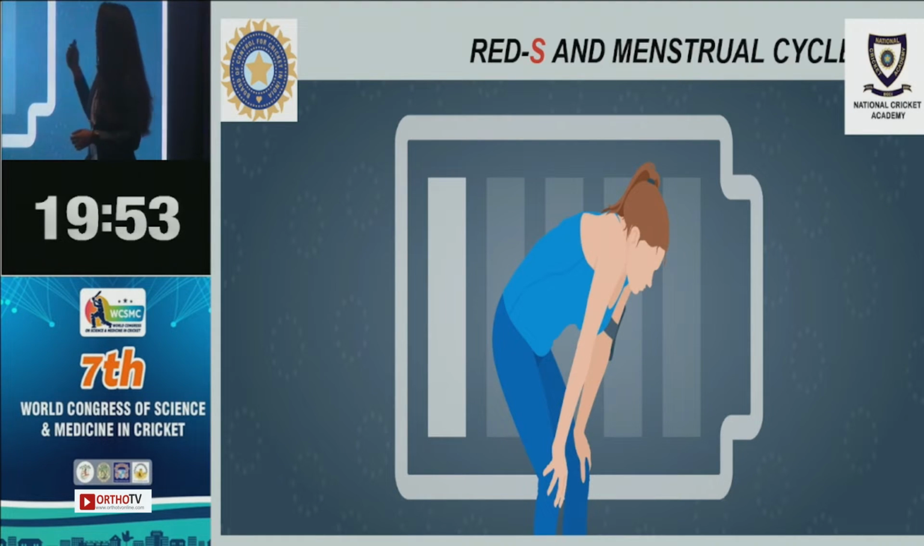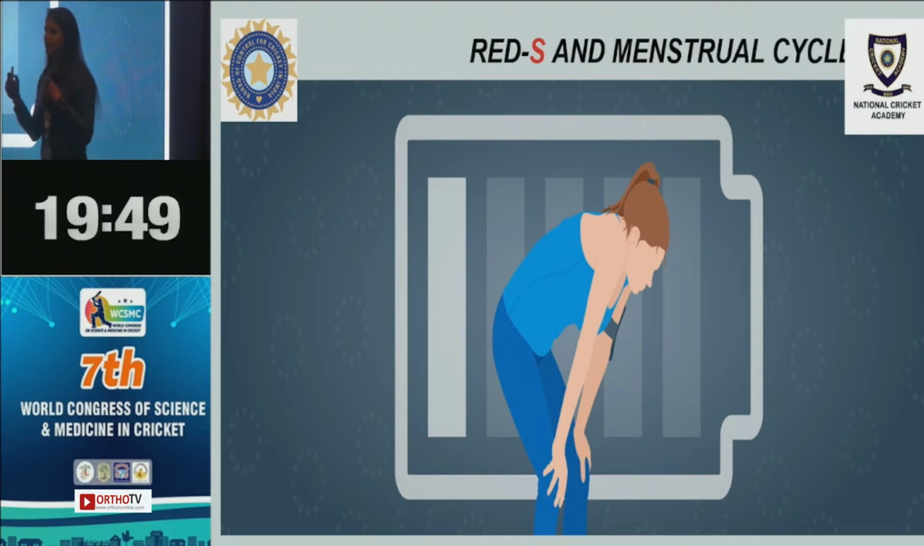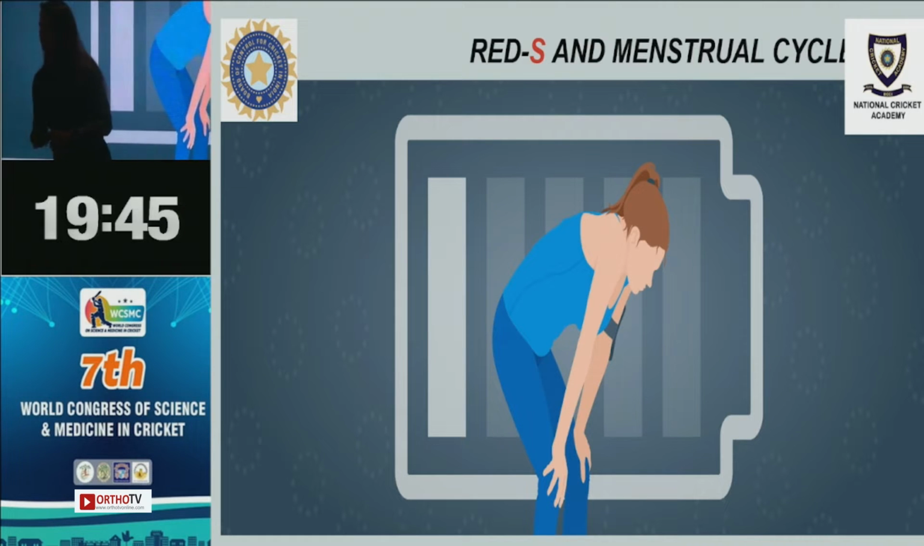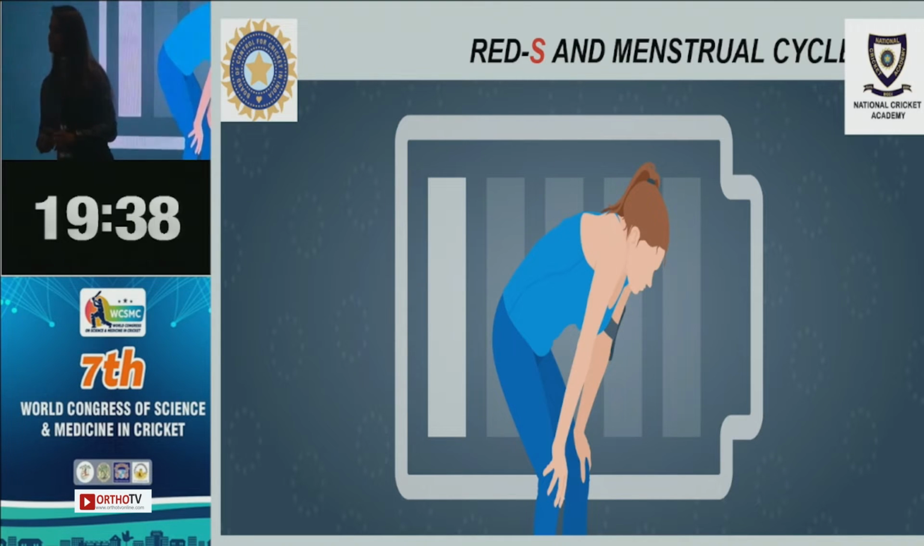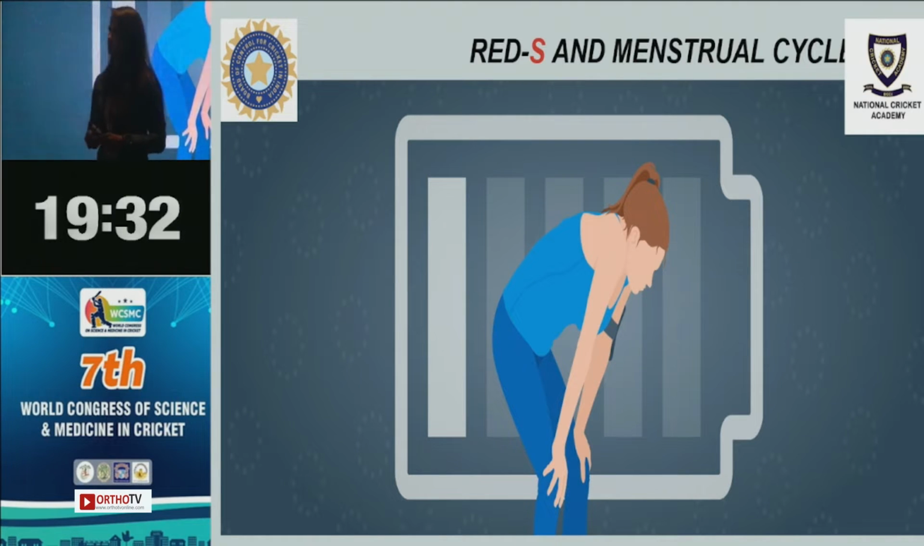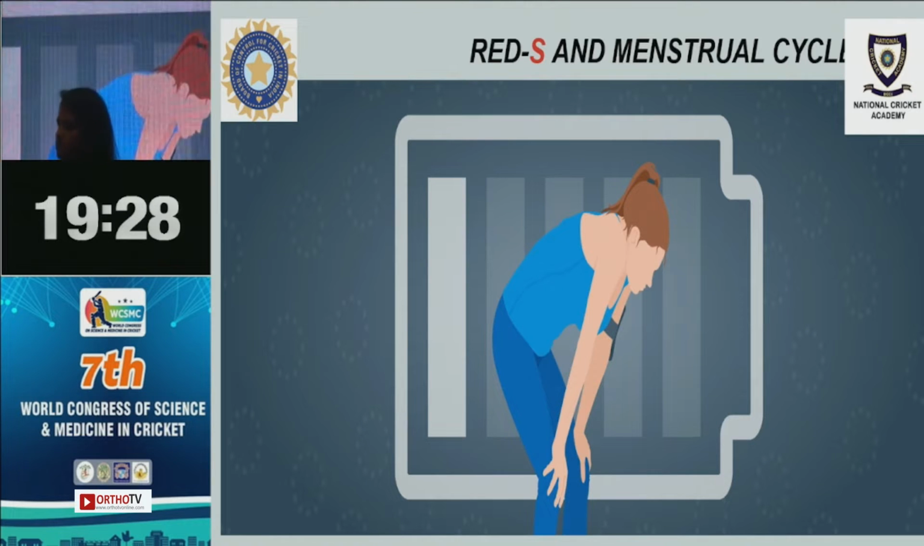Any idea about what RED-S means? Anybody has a clue about it? What is RED-S? Yes, ma'am. All right, great. So, anything else that you could tell us regarding that? It's basically energy deficiency leading to multiple systems getting affected. True. The menstrual system, the bones, the GI system getting affected.